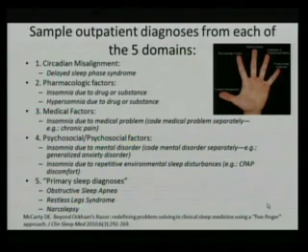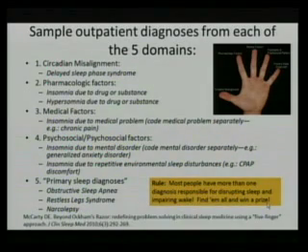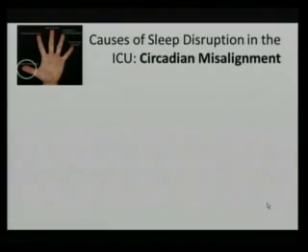And the rule of thumb is that by the time people come in complaining of a problem, they've usually got more than one. Okay, if you just stop at the first thing you think of, chances are you're going to miss the boat and you're not going to help this patient as much as you could.